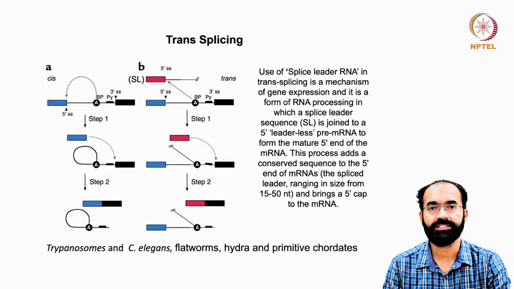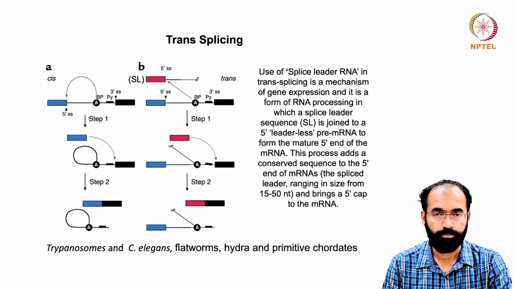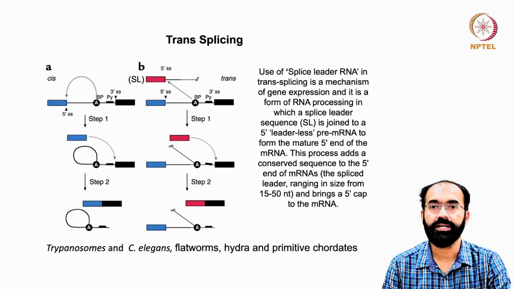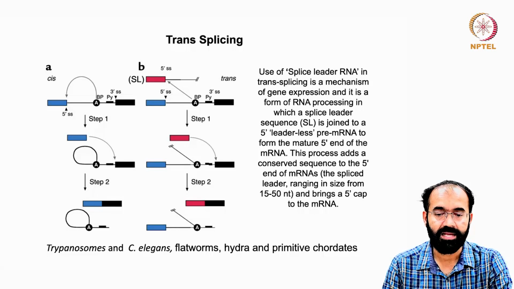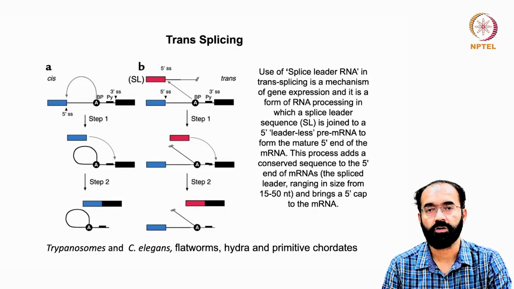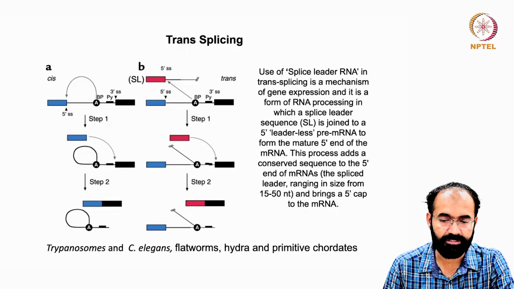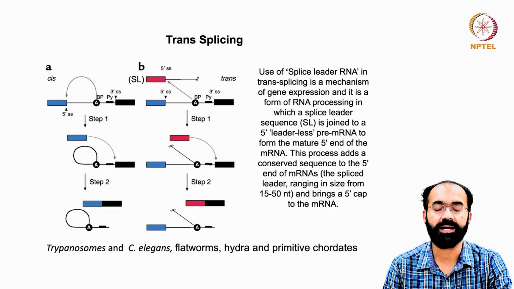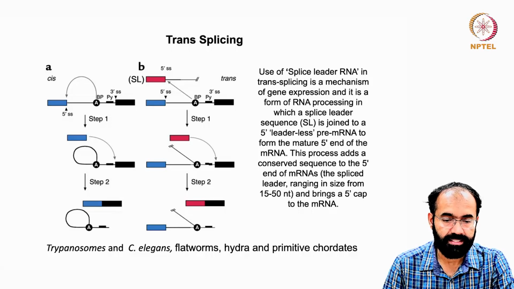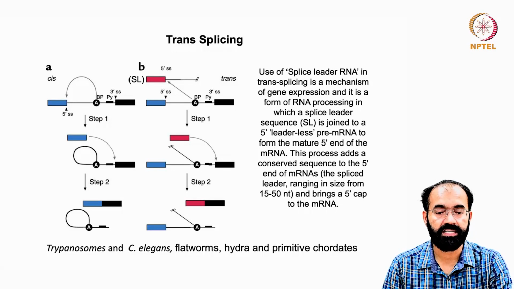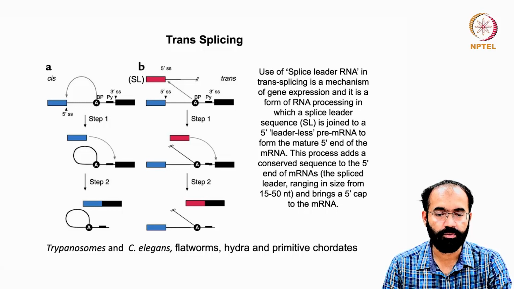So we have to understand the piece of RNA that provides this exon, and we call it a splice leader RNA, which contributes to the trans-splicing. It's a mechanism of gene expression and is a form of RNA processing. And you can see here this red colored exon, which is a splice leader sequence.